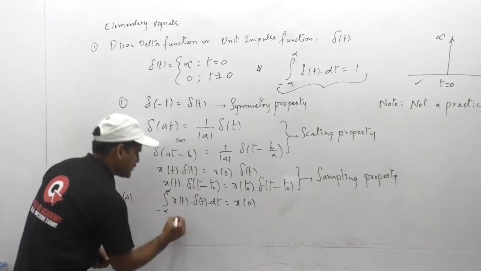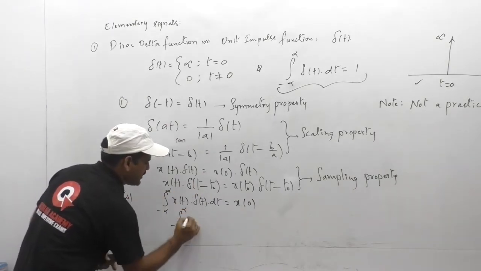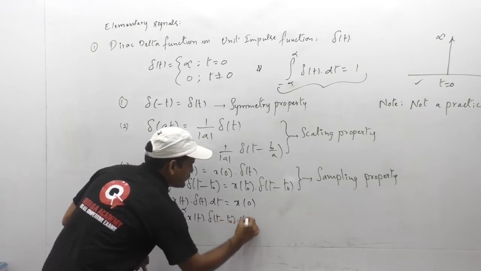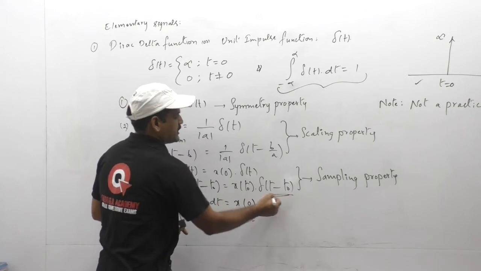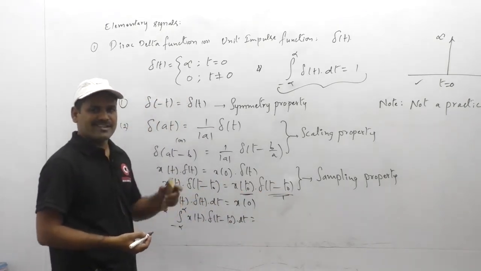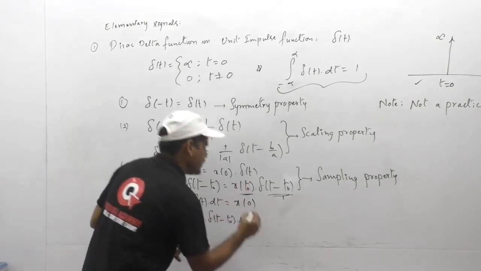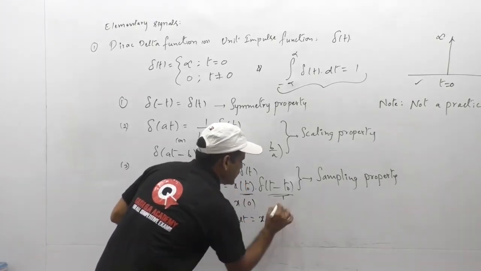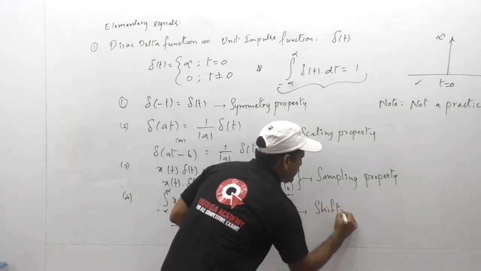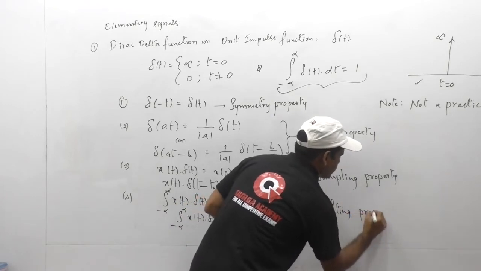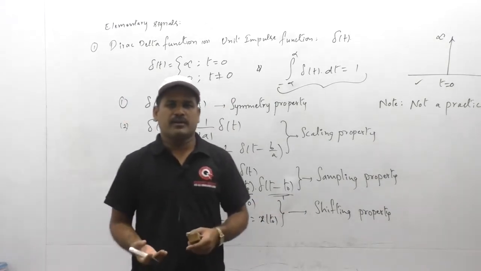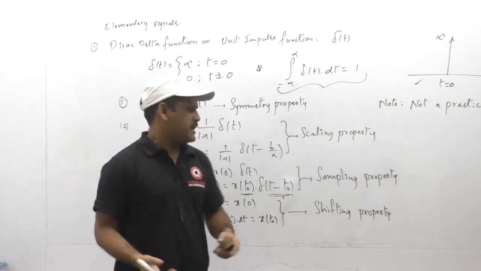We can take the integration of the second expression, that is, minus infinity to plus infinity of x of t del of t minus t naught dt. Here also the integration of the delta function should be 1, and x of t naught is a constant which indicates the amplitude of the function, so x of t naught is the answer here. This property is taken as the shifting property of the delta function. Out of all the properties, we can observe many competitive examination previous questions based on this property.